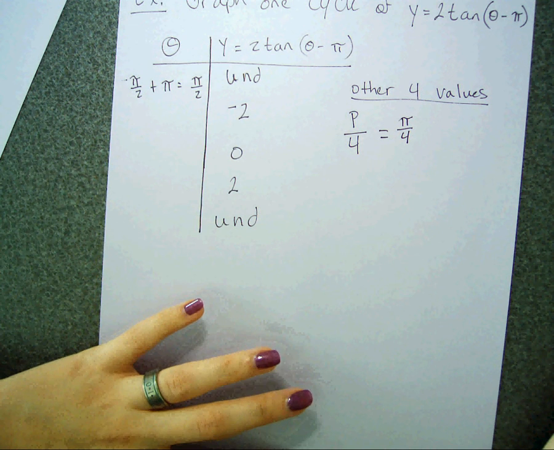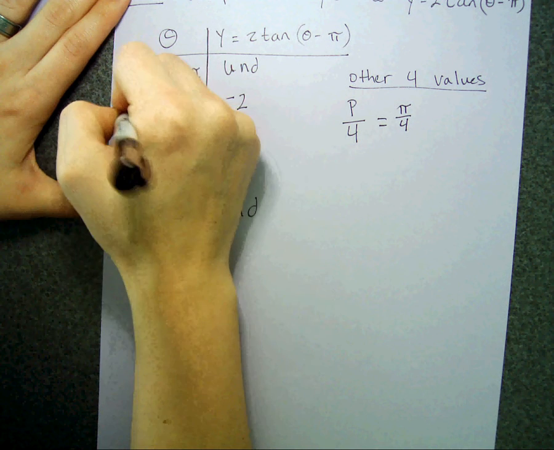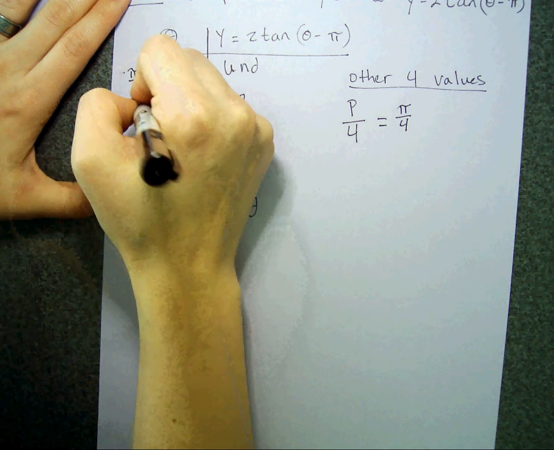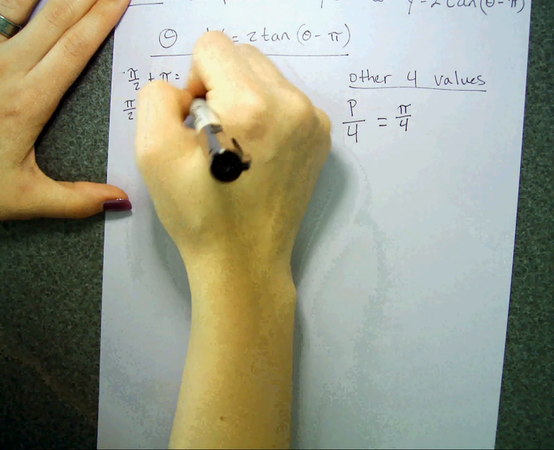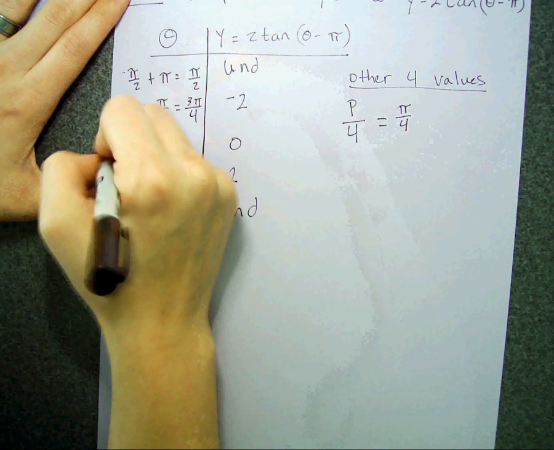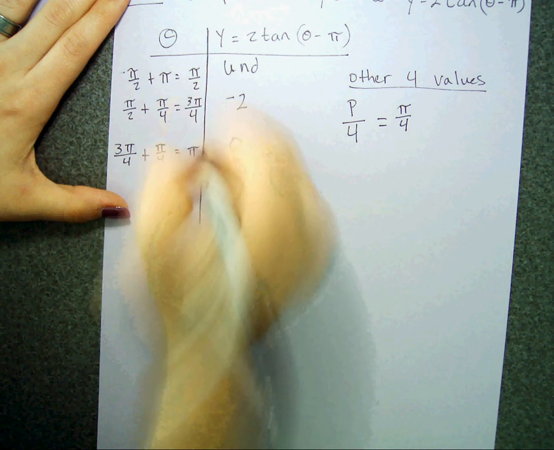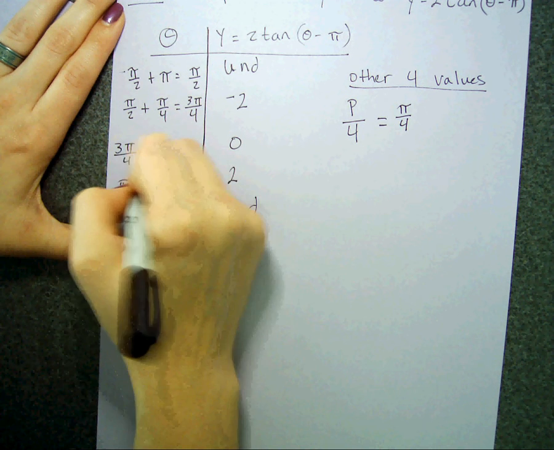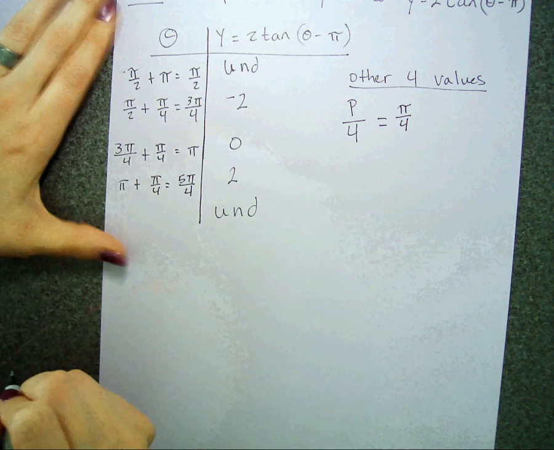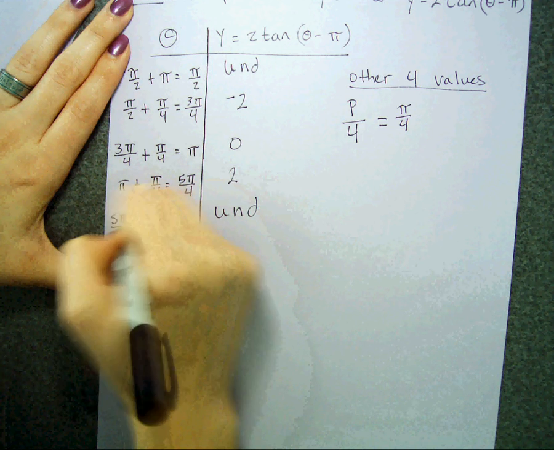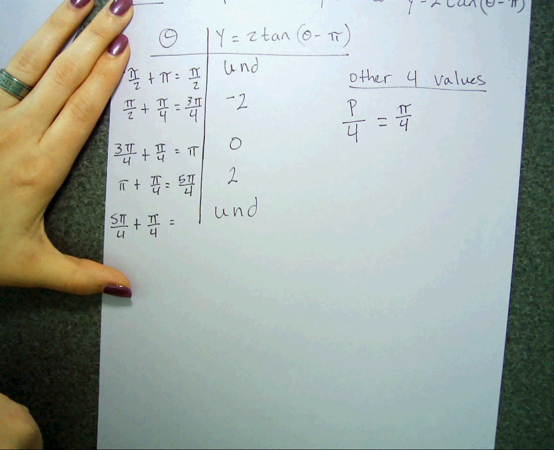So I'm going to take pi over 2 plus pi over 4. It's going to give me 3 pi over 4. And then I'll take 3 pi over 4 plus pi over 4. Gets me pi. And then pi plus pi over 4 gives me 5 pi over 4. And then last, 5 pi over 4 plus pi over 4. 3 pi over 2. Very good. 6 pi over 4, which is 3 pi over 2.